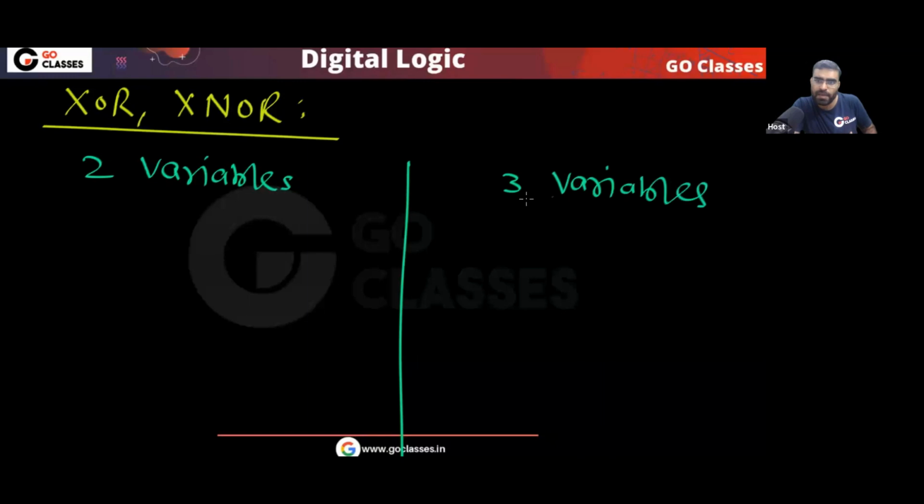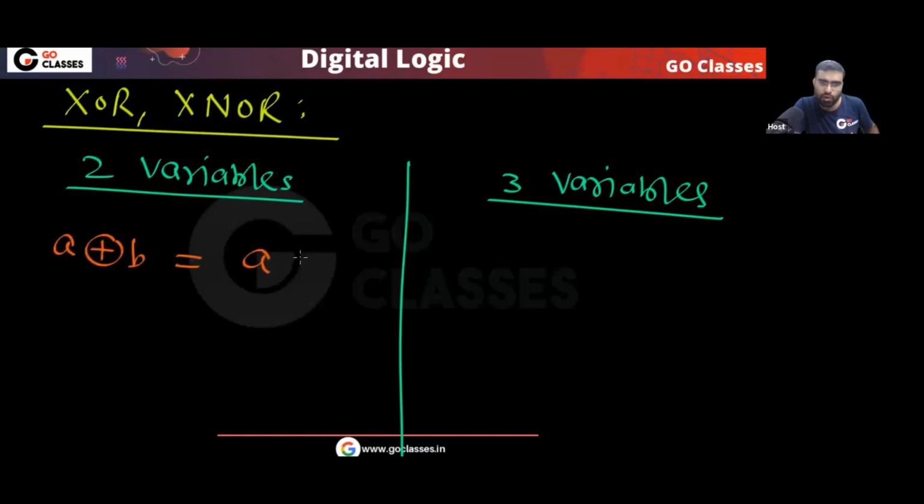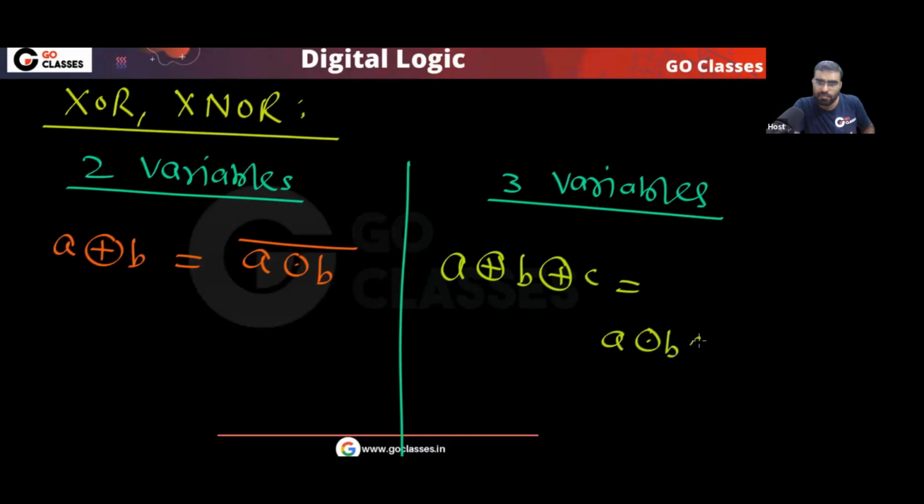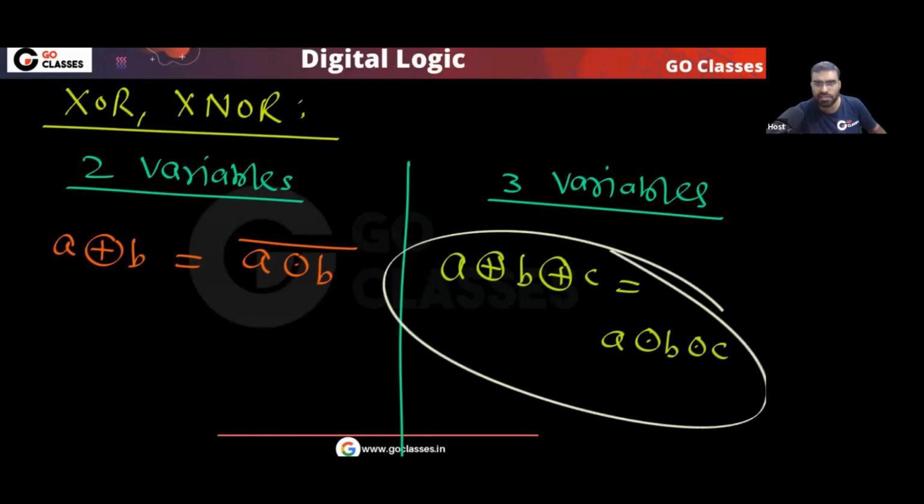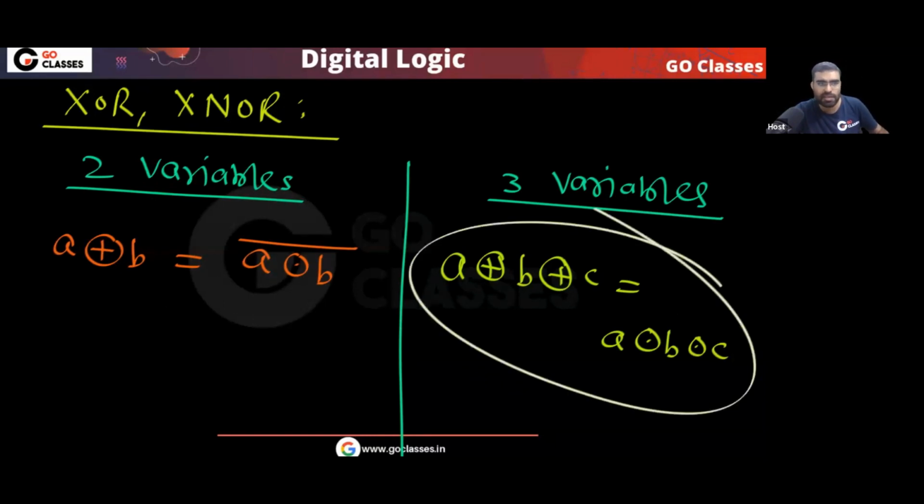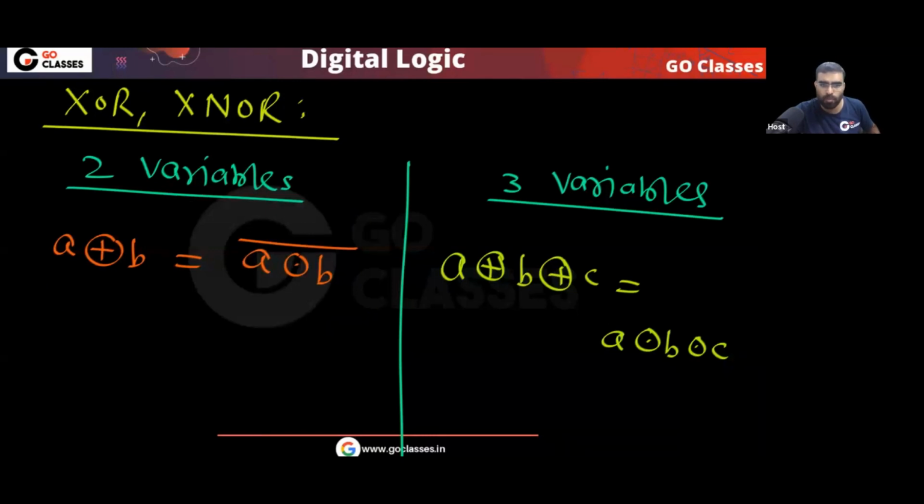Tell me, if you have two variables, if you have three variables, what is the relationship? If you have two variables, they are complement of each other, right? If you have three variables, they will be same. Okay, so this is the point. I hope you found this interesting: if you have three variables, they will be same, and if you have two variables, they are complement of each other.